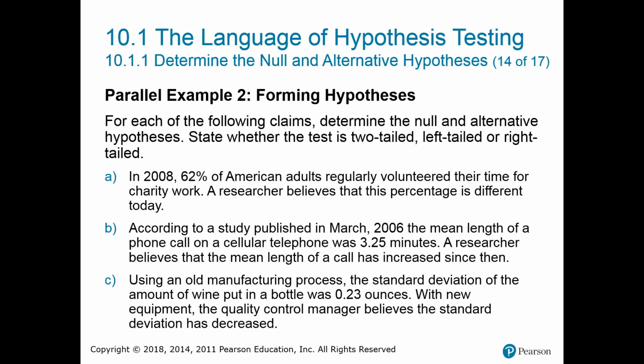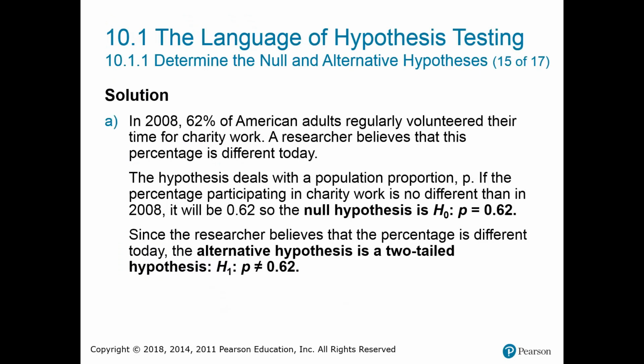We're going to start out with A. In 2008, 62% of American adults regularly volunteered their time for charity work. A researcher believes that this percentage is different today. This hypothesis is looking at a population proportion. If the percentage participating in charity work is no different than in 2008, it will be 0.62 or 62%. So the null hypothesis is basically P equals 0.62.